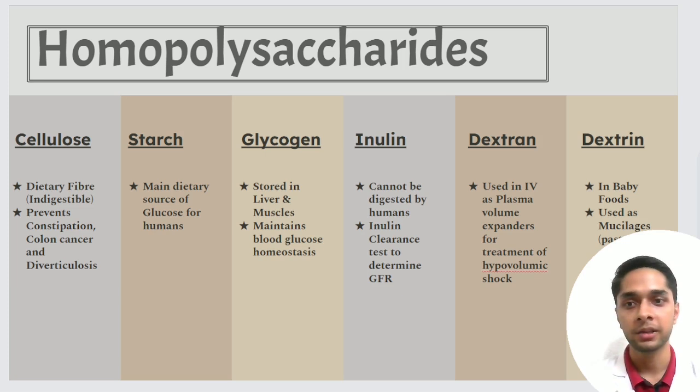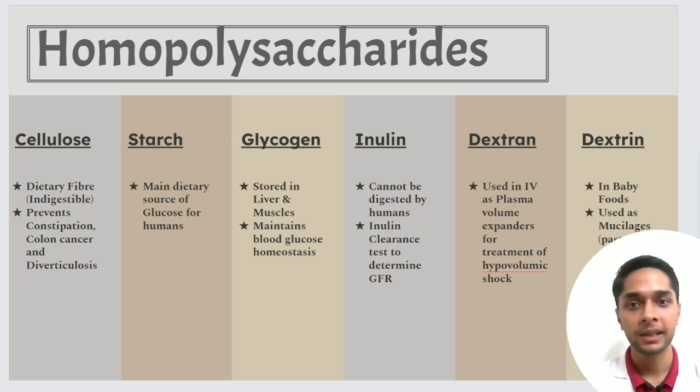Starch is the main dietary source of glucose for humans because humans cannot synthesize their food directly, and starch is the form of carbohydrate that is synthesized by plants, and we obtain energy from it through plants. Glycogen is stored in liver and muscles, and it is involved in the maintenance of blood glucose homeostasis. It is the stored form of energy present within animals.